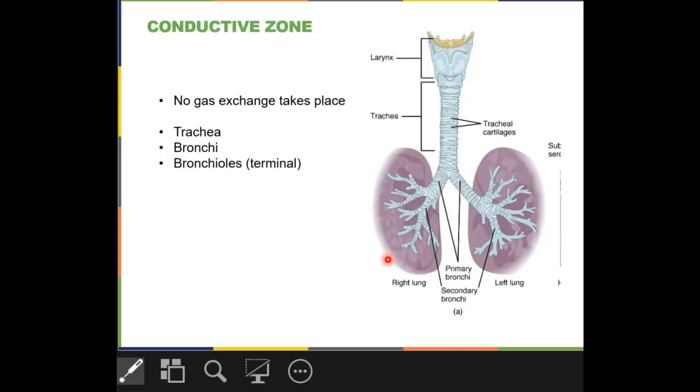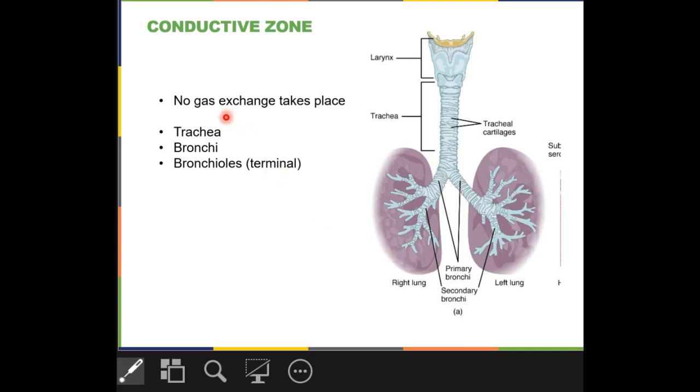Moving right along, now we have the conductive zone and the respiratory zone. I have added this on Canvas, and it is not in the original objectives that I posted, but I want you to know it. And basically what you want to do is just know which items of anatomy are in the conductive zone and which items of anatomy are in the respiratory zone.